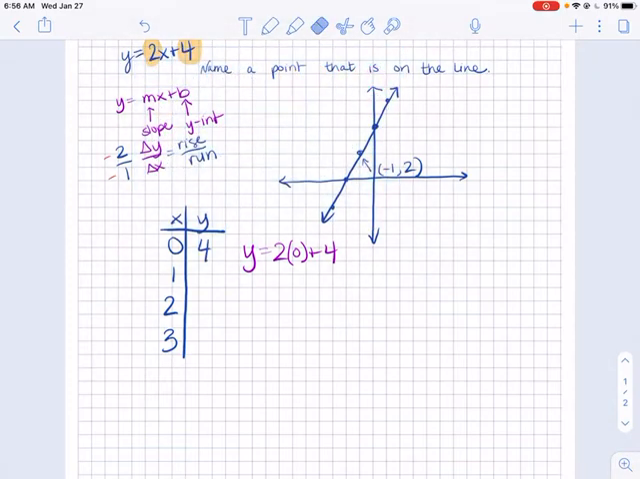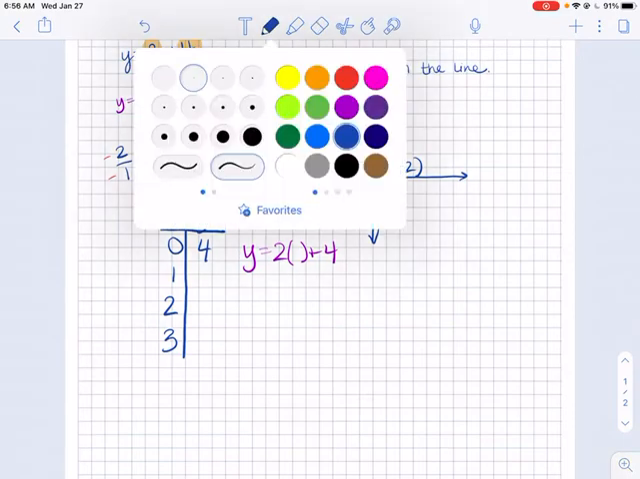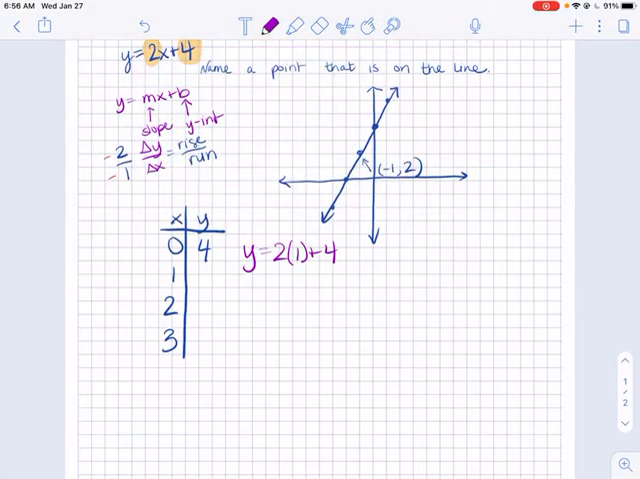Then you could find that out for each one. We do 1. 2 times 1 is 2, plus 4 is 6. And then you could pick any of these points. So like 1, 6 is a great point.